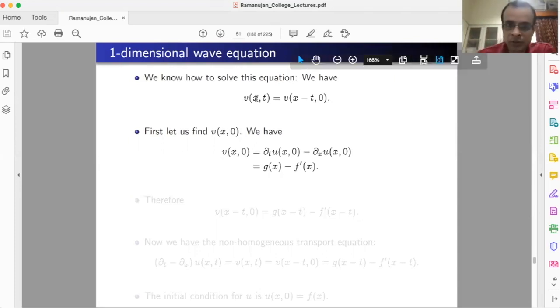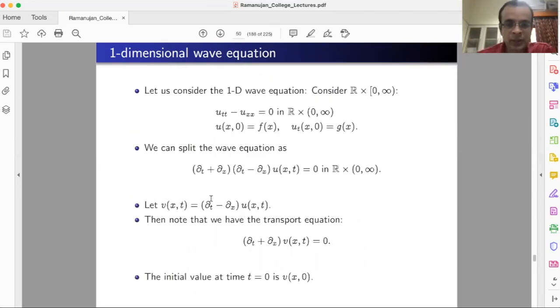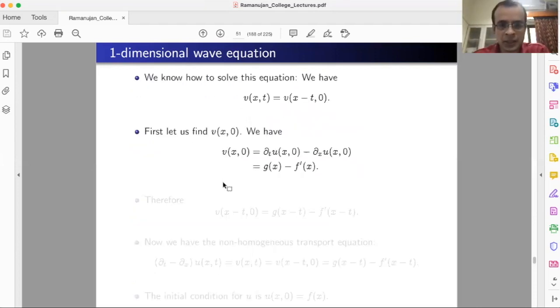Okay, so I have found v now, but my goal is to actually solve for u. And remember, so let me just go back. So u solves this particular equation: d_t u minus d_x u is equal to v of x comma t. Therefore, you see that this is a non-homogeneous transport equation that we considered, except that there is a minor change. In the earlier example that we considered, I had d_t plus d_x equal to some f of x comma t. Here, it's only that d_t minus d_x is equal to, in this case, v of x comma t.